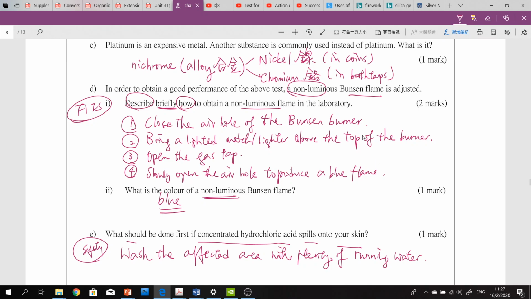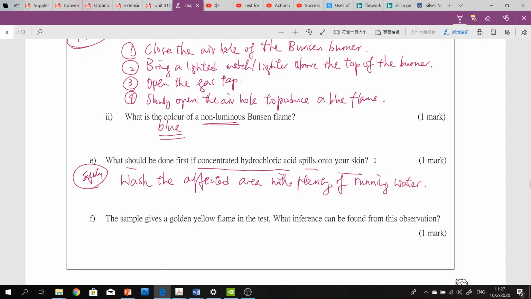Dilution first. Never use an alkaline to neutralize the acid. Otherwise, heat will come out and cause you secondary chemical burns.